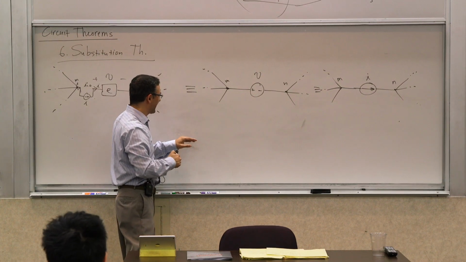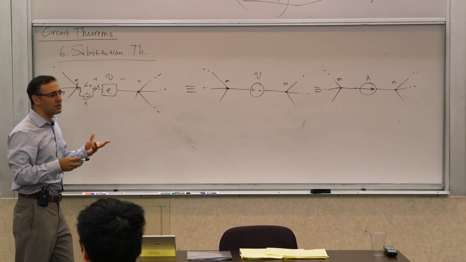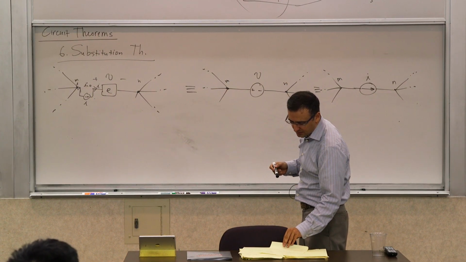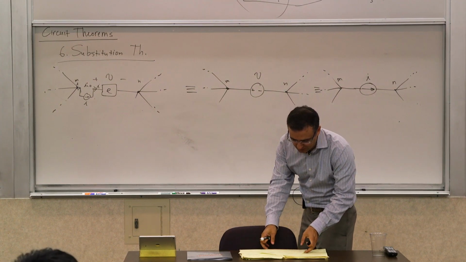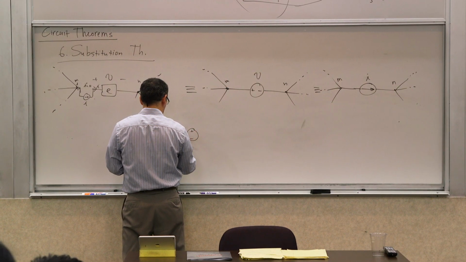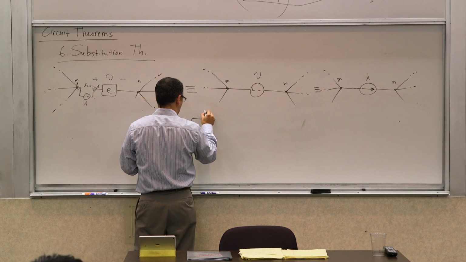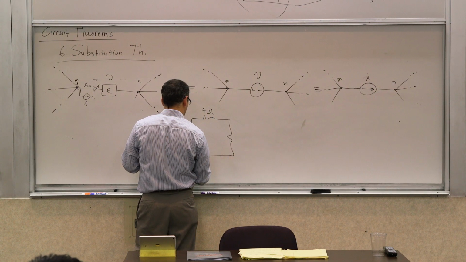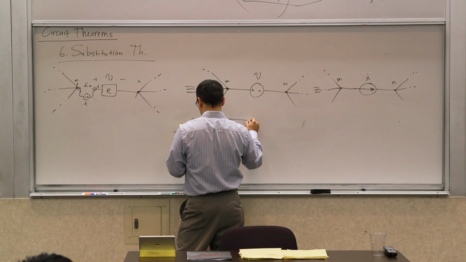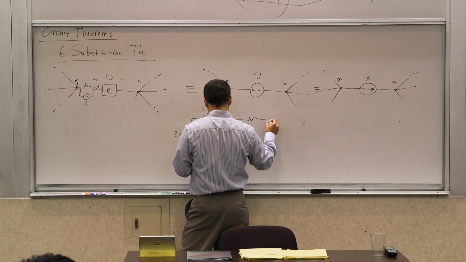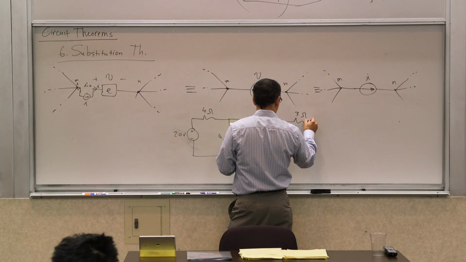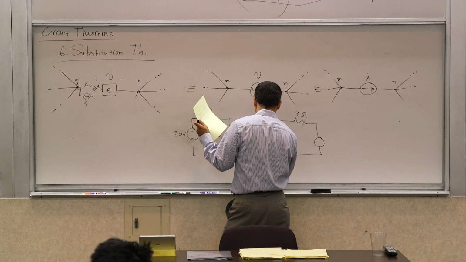Anyway, let's do a simple example just to see it in action, and we'll take it from there. This example is pretty simple. So let's say this is 20 volts, 4 ohms, 4 ohms, 6 ohms, 3 ohms, and let's call this Vs.